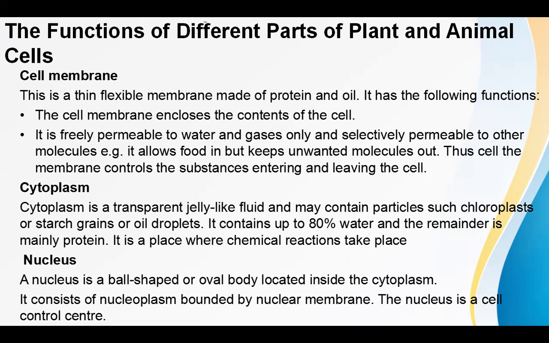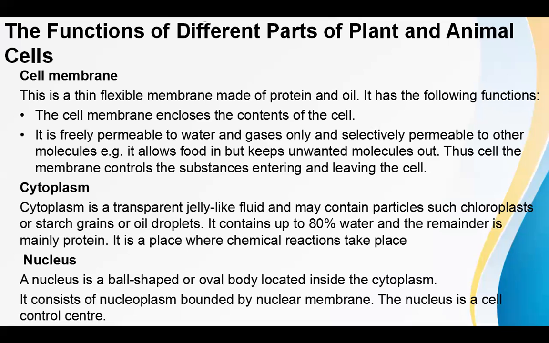Cytoplasm is a transparent jelly-like fluid and it may contain particles such as the chloroplast or starch grains or oil droplets. So basically, it's like a fluid whereby various particles are sustained. So it contains up to 80% water and the remainder is mainly protein. Now, this is basically the place where the chemical reactions take place. The other part is the nucleus.